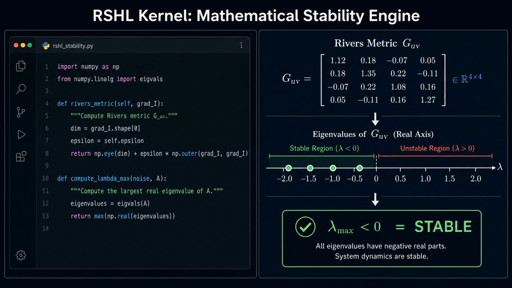The kernel then continuously evaluates the spectral radius of the system's dynamics matrix, specifically the maximum real eigenvalue lambda max. When lambda max is negative, the system is stable. The kernel also runs noise dampening cycles, injecting perturbations and monitoring whether the system returns to equilibrium through exponential decay.